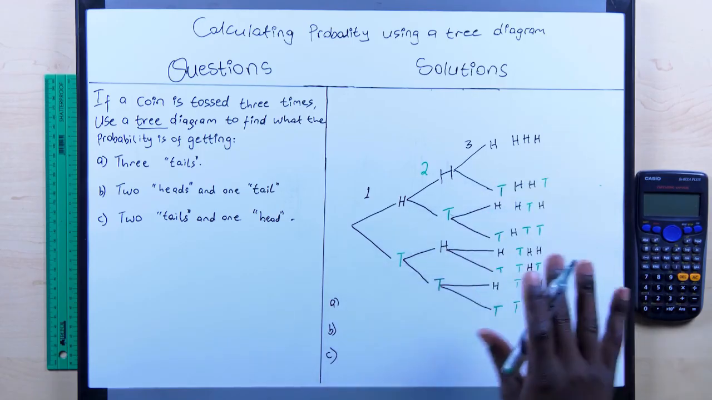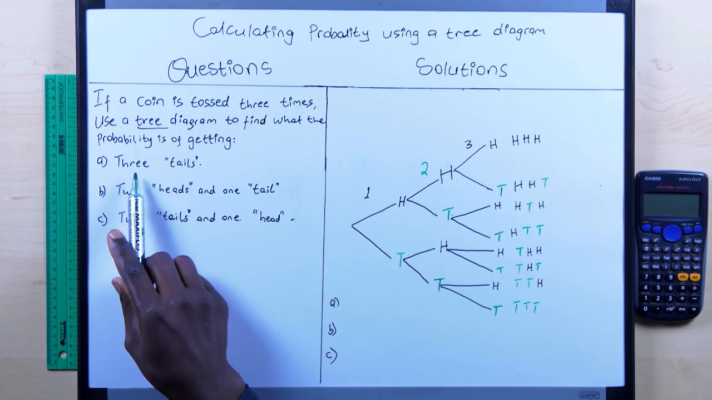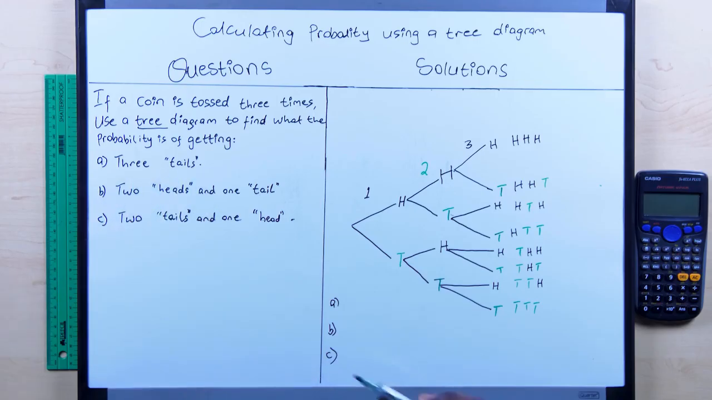Now once you have your tree diagram, you answer your questions. What is the probability of getting 3 tails? You look where there are 3 tails here, following each other. It's this one.